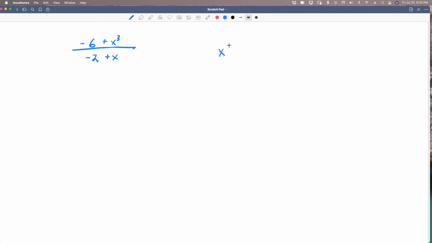So we have x cubed plus, this could be 0x squared. It doesn't change anything because it's a 0, so it has no value when you multiply, but we have to have a placeholder. Then this is 0x, and then this is minus 6. And that is going to be divided by, in the proper order, x minus 2, because we have to put our degrees of x first. Now we can divide. x goes into x cubed. It's going to be x squared.